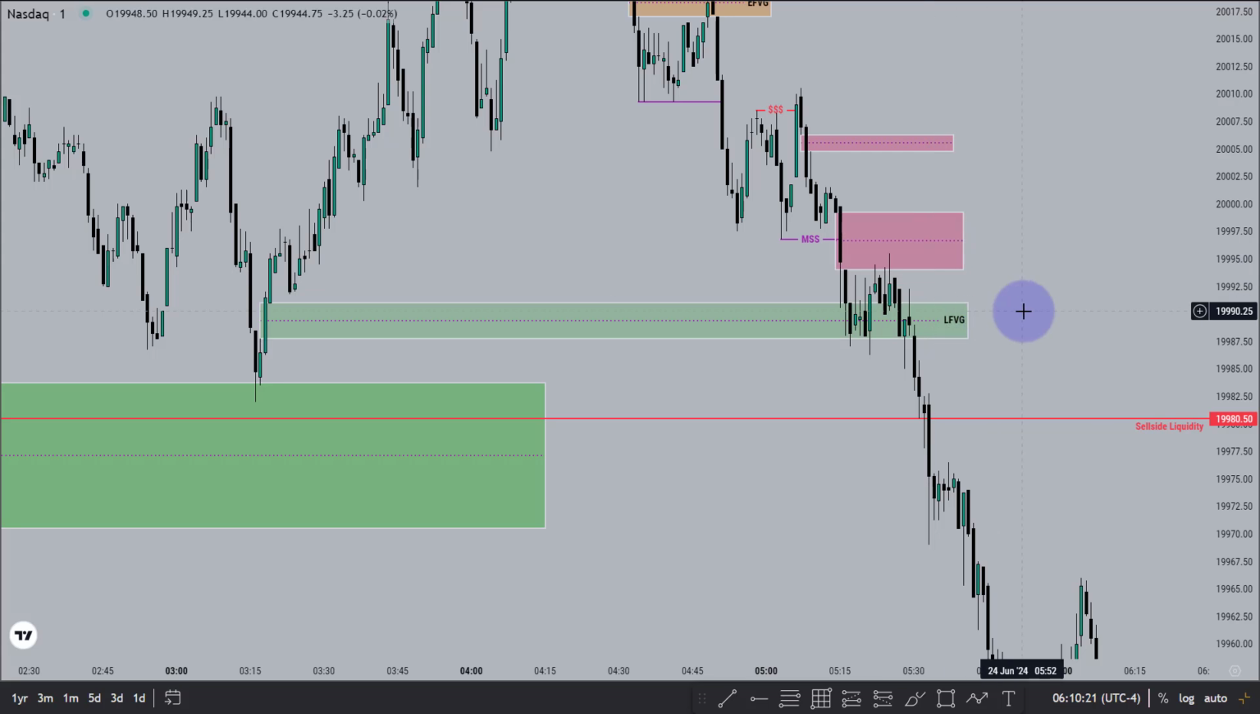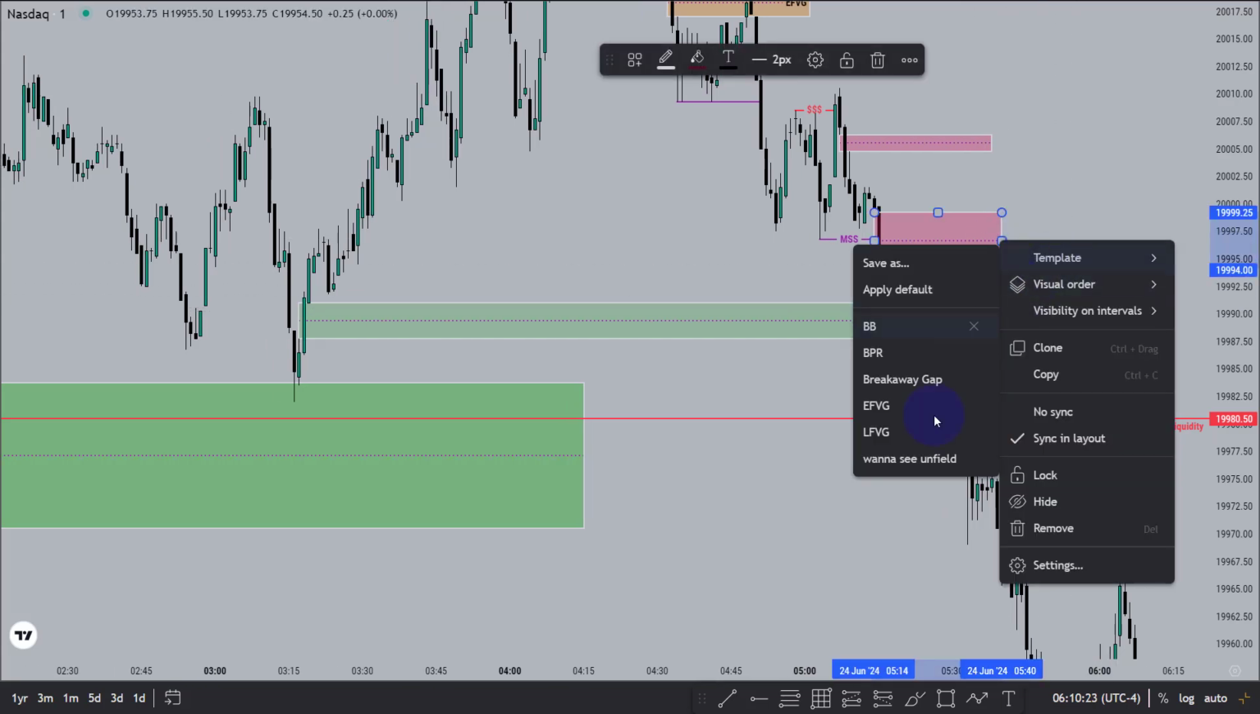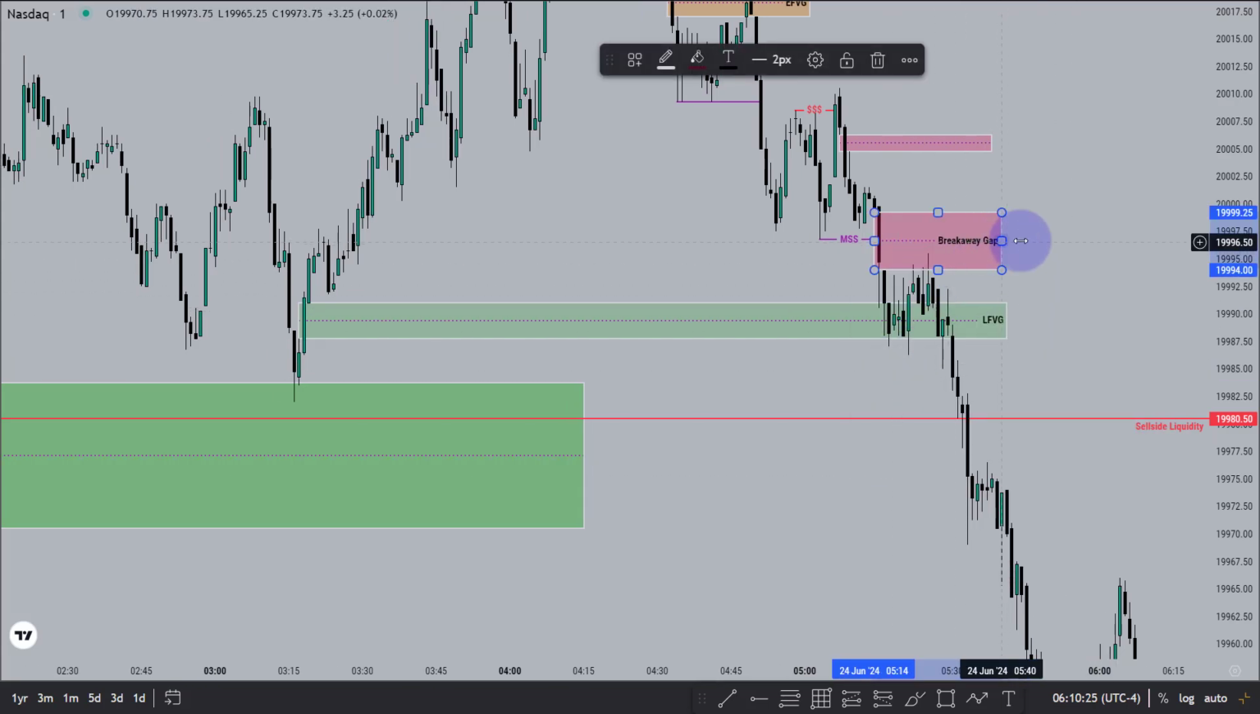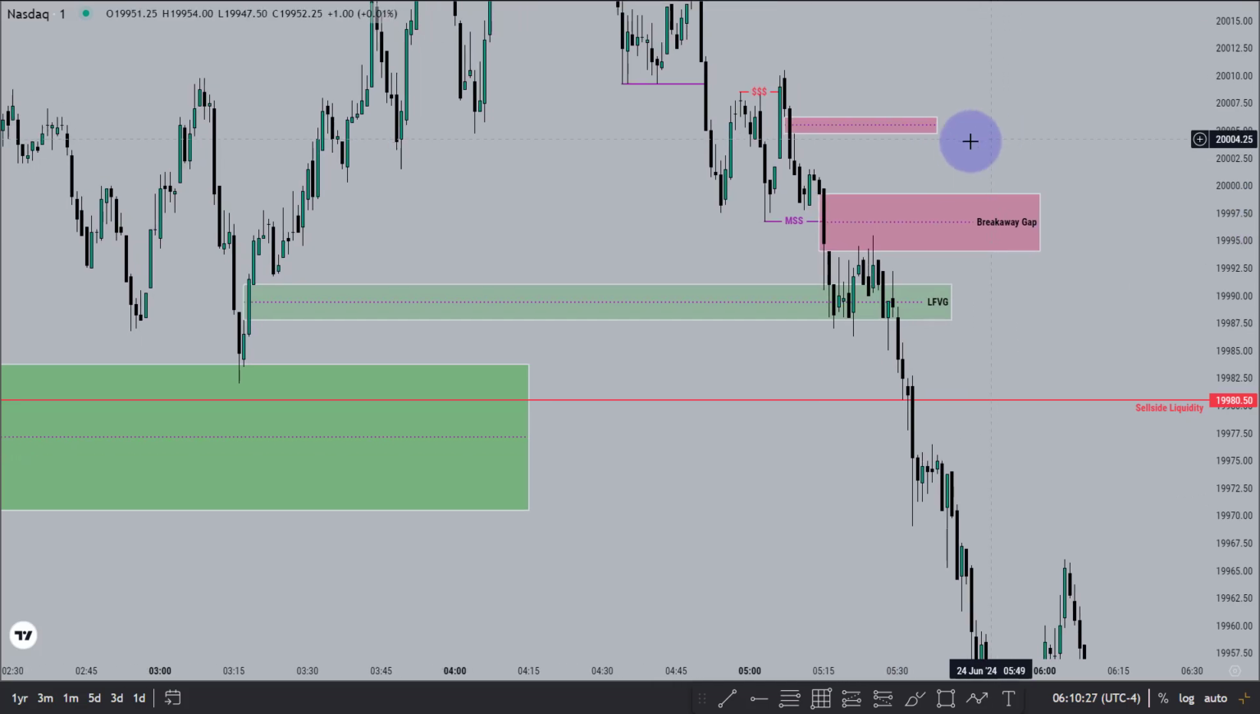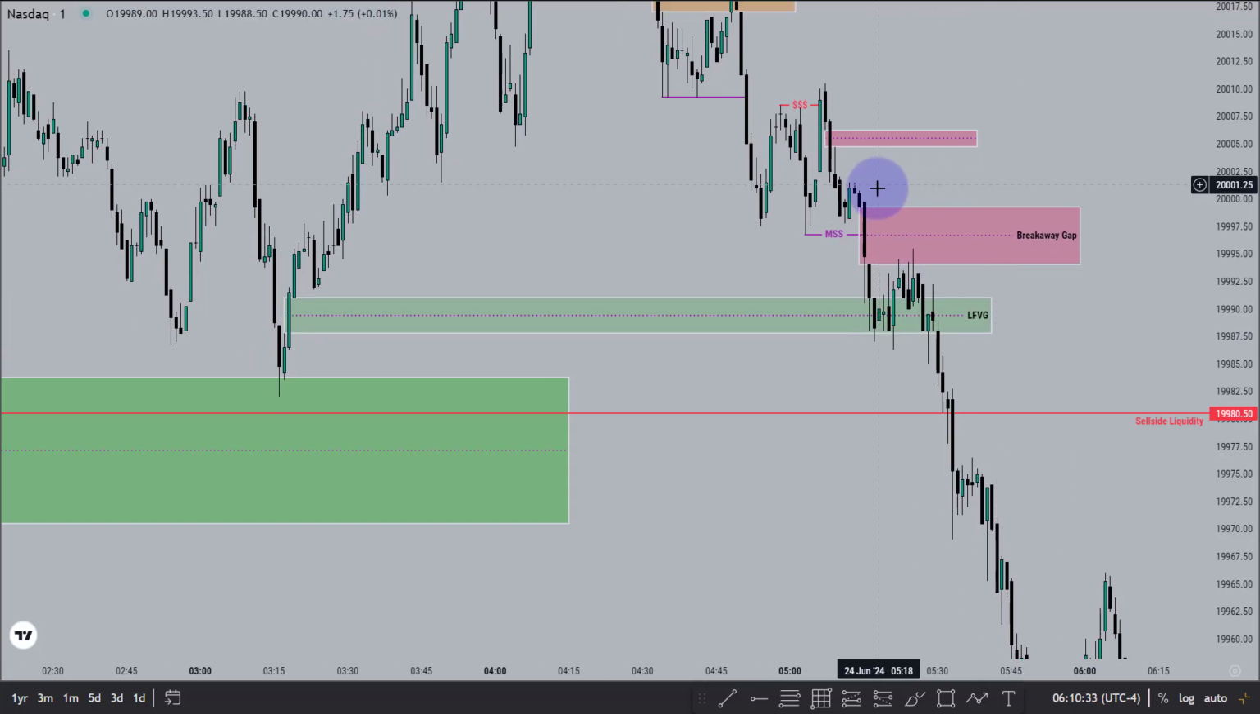Now if you have watched my execution, you saw that I marked it as a breakaway gap. I didn't mark this one as my breakaway gap. Instead of that, I marked this one as my breakaway gap. Why have I marked that one as the breakaway gap? Because market is now in the last fair value gap, the bullish last fair value gap from the 1 minute chart.